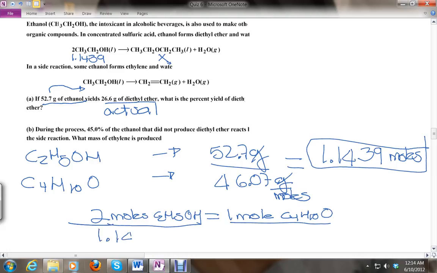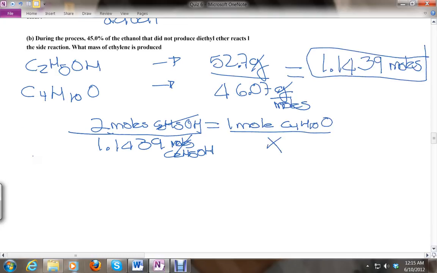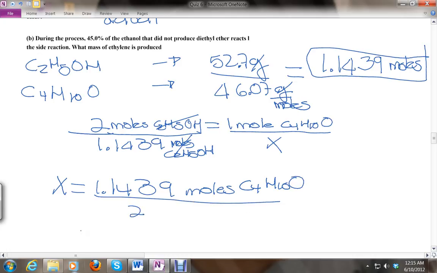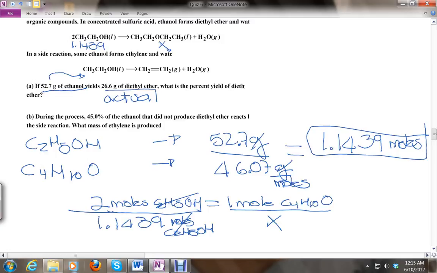If you have 1.1439 moles of C2H5OH, it cancels out. How many moles will you be producing of ether? That is 1.1439 moles times 1 mole of C4H10O, divided by 2, which gives 0.57 moles. Now you have to convert it to grams, because you have to compare it to the 26 grams to get the percentage yield.